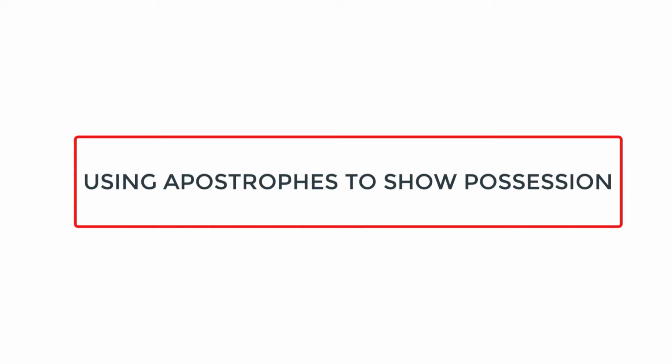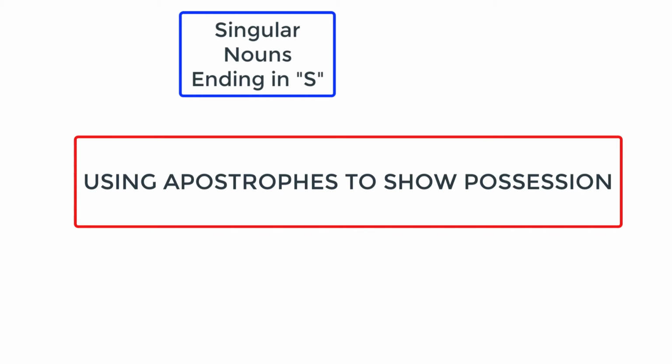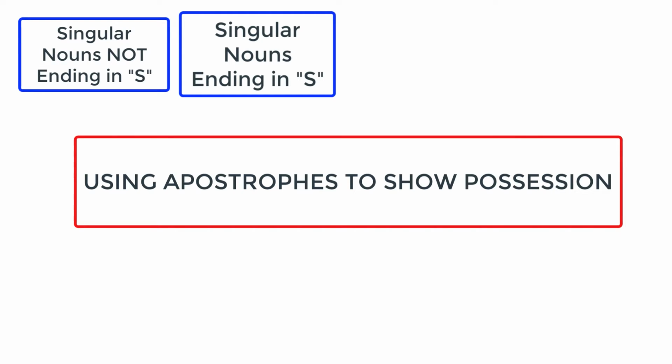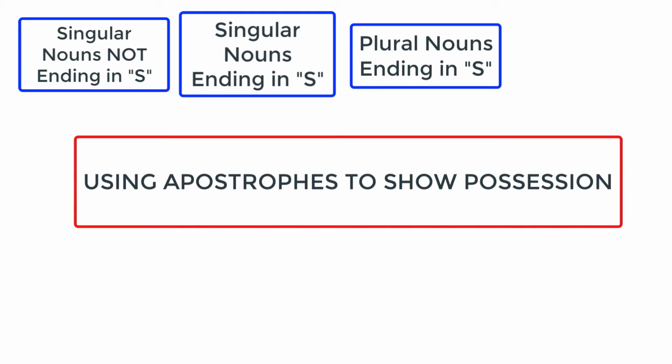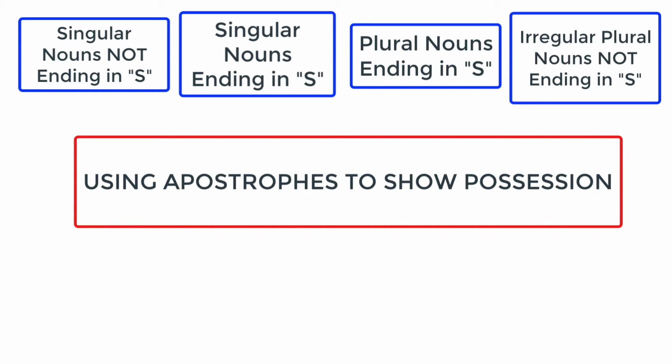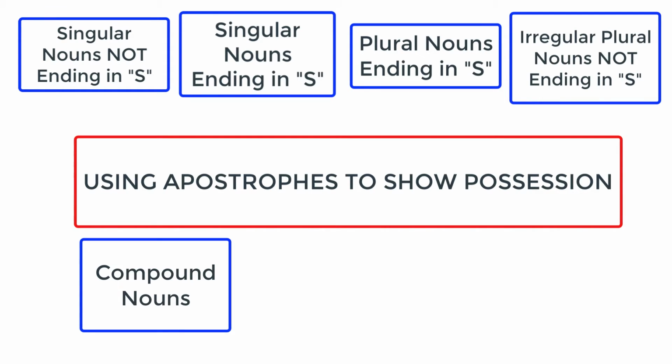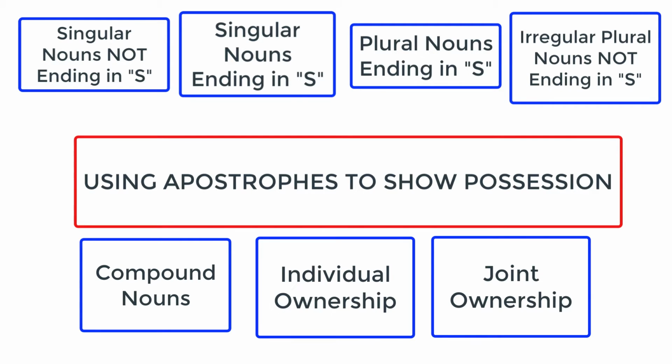In today's lesson, you'll learn how to form the possessive of a singular noun ending in S and not ending in S, of the plural noun ending in S and not ending in S, the possessive of compound nouns, and the possessive of two or more persons who own something jointly. And at the end, you'll have a chance to show what you know with a short quiz.